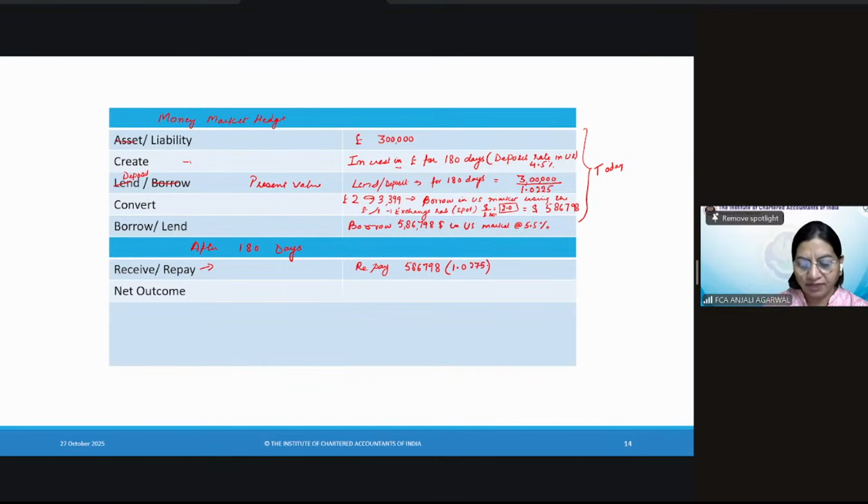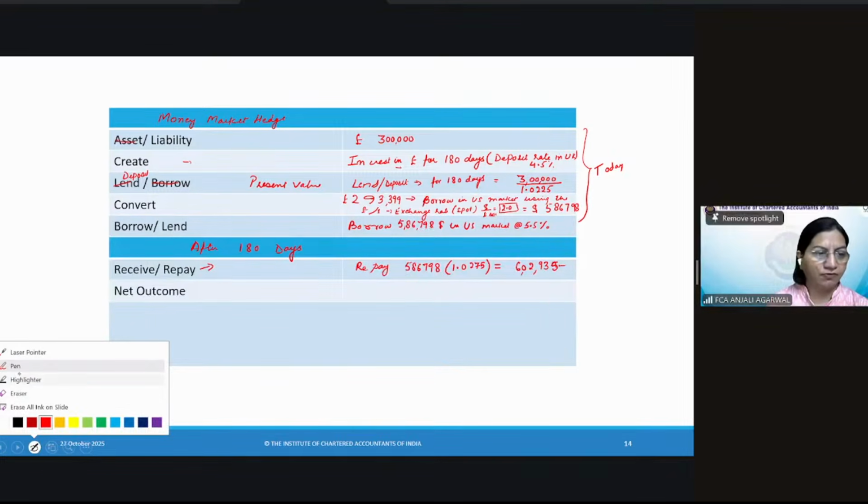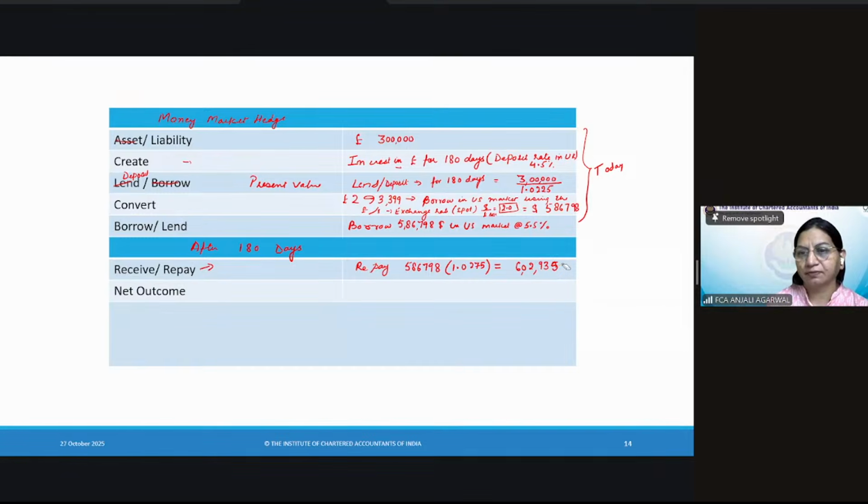I do understand that we can have very good mental calculation and we can do it without using our calculators. But in exam time, I just suggest, even if you have calculated it mentally, please use your calculators as well. Verify your answers if you have calculated manually. So this is what is going to be your outflow. I can round it off once again. So 6,02,935 is going to be your outflow if you go by money market, right?